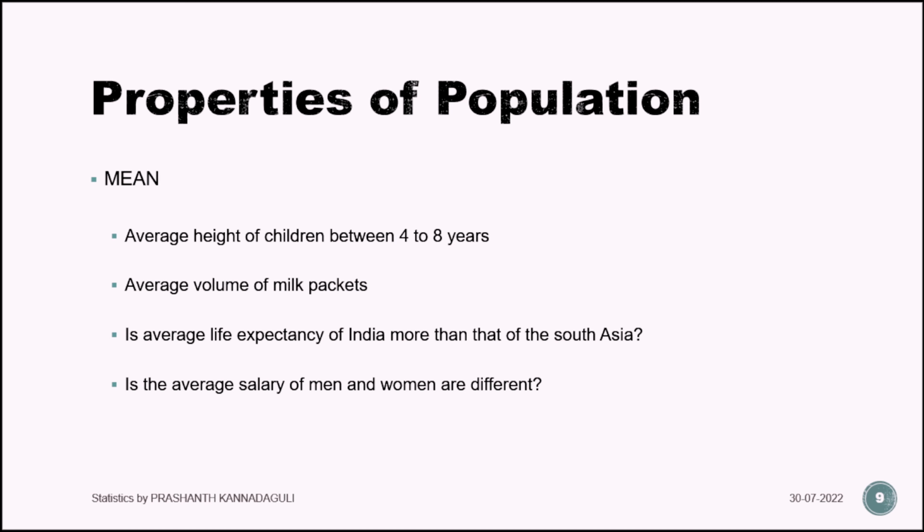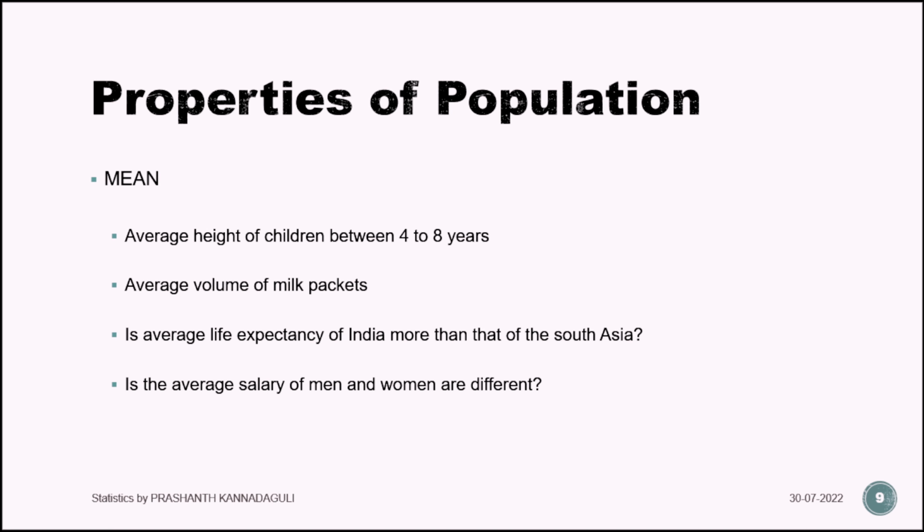But you should be able to guess this for the whole city, let us say. What is the mean height, you may have to decide. Average volume of the milk in a sealed packet. Average life expectancy in North India is more than South India, or you can even compare it. So is the life expectancy of North India more than South India, yes or no? Like that. So this is based on the mean.